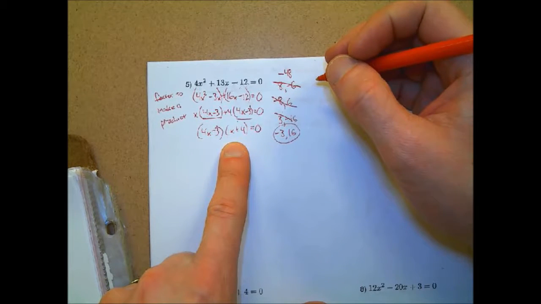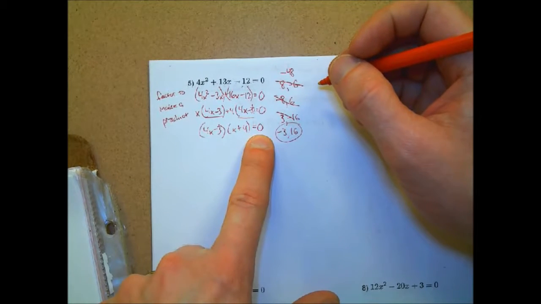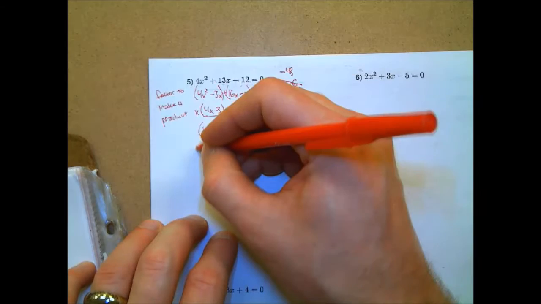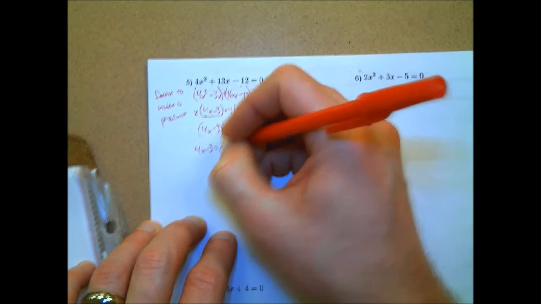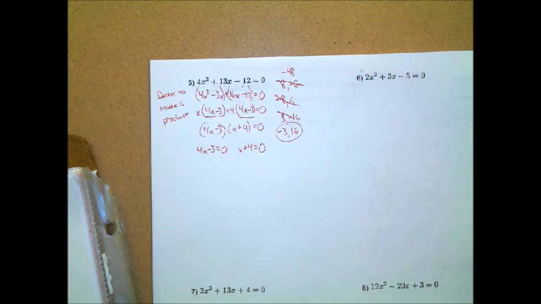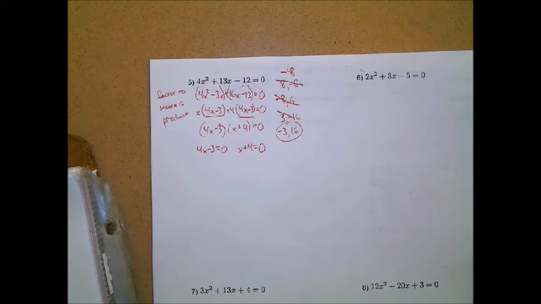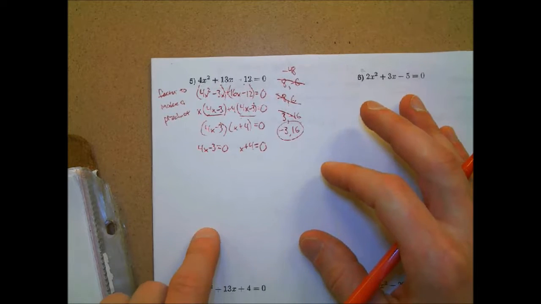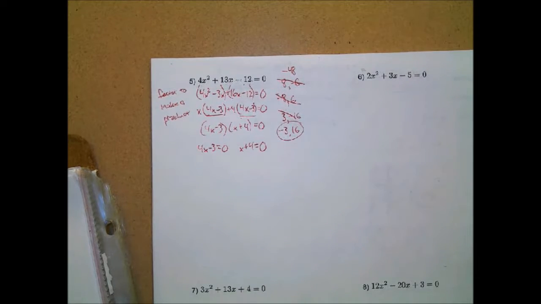Yes. Is it equal to 0? Yes. So we can set each one equal to 0. Each part of the product is equal to 0 there. And now we solve. Okay, I'll let you guys finish writing that down here.